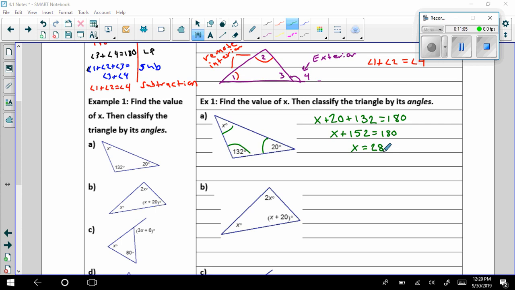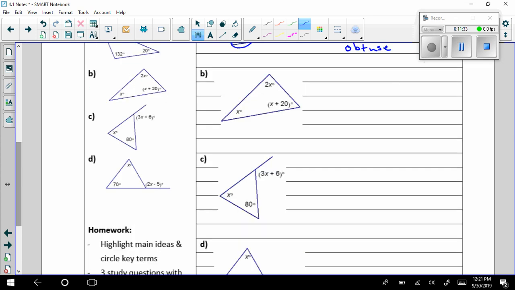Well, if x is 28, none of the angles are the same, so none of the sides are the same, and we'll talk about that correlation a little bit in class. But this is classified by angles. So for angle classification, we have one obtuse angle, so this is an obtuse triangle. All right, so go ahead and try B on your own, and I'll check that in class.